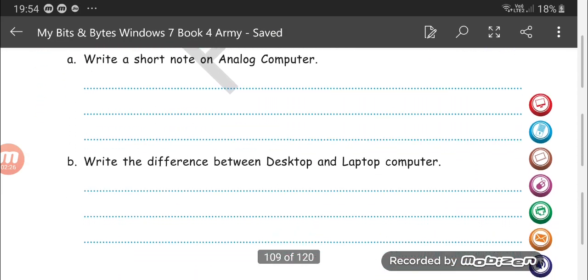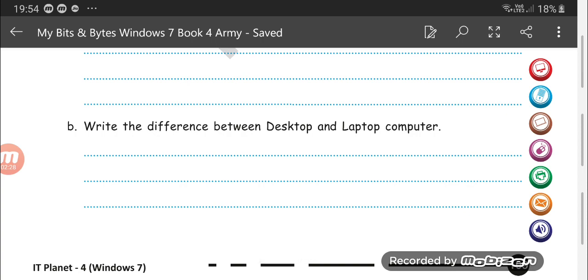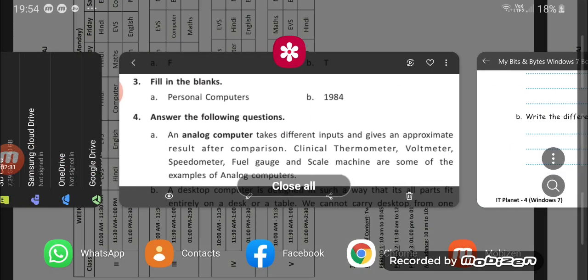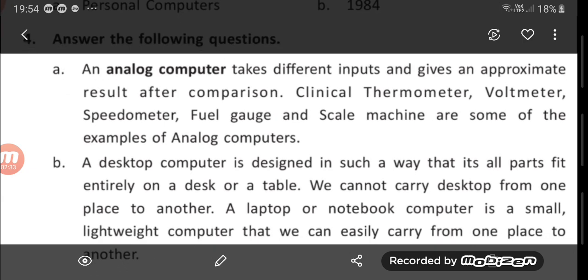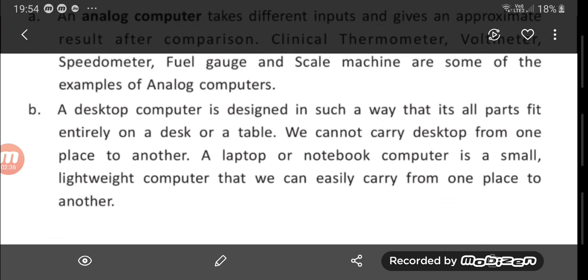Next question is, write the difference between desktop and laptop computers. A desktop computer is designed in such a way that all its parts fit entirely on a desk or a table. We cannot carry a desktop from one place to another. A laptop or notebook computer is a small, lightweight computer that we can easily carry from one place to another. So that is the difference between a laptop and a desktop.